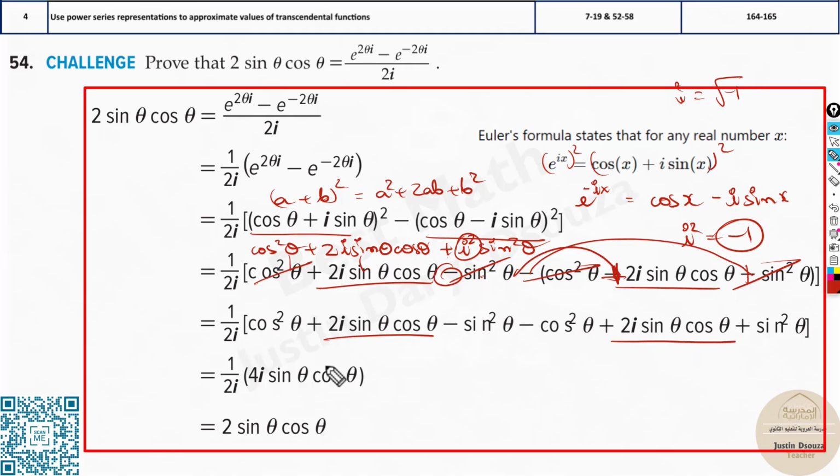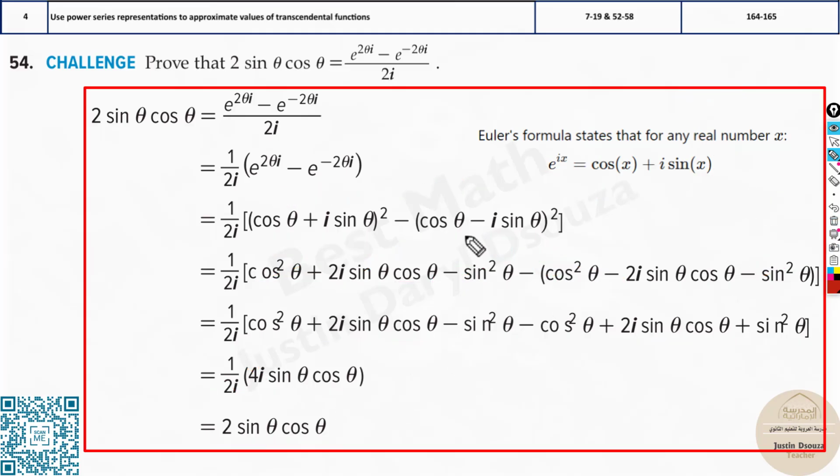When you add them both, 2 plus 2 is 4 i sine theta cos theta. Now this i is cancelled with i, and 2 one time and 2 two times. So it will be 2 sine theta cosine theta. So that is basically the derivation. You can see this, everything is there in detail.